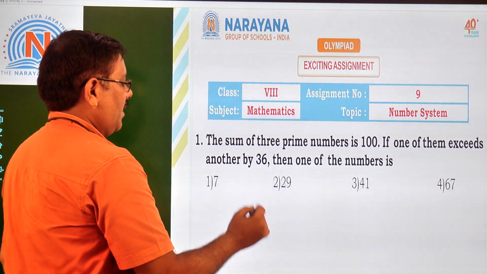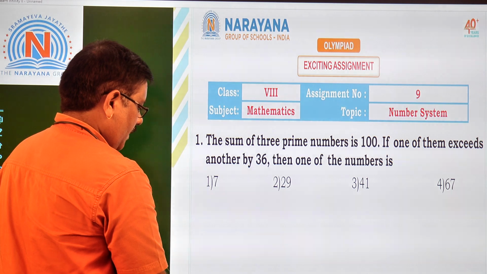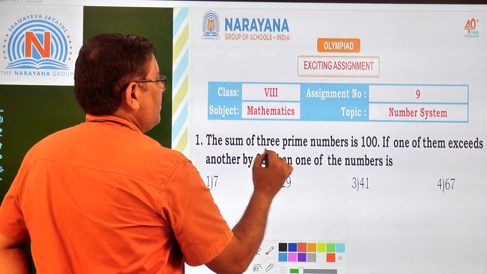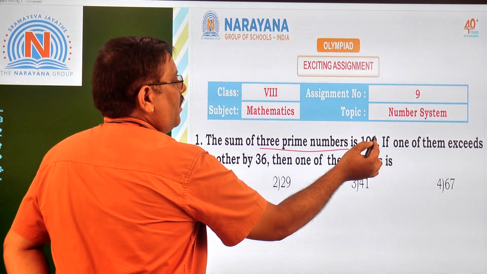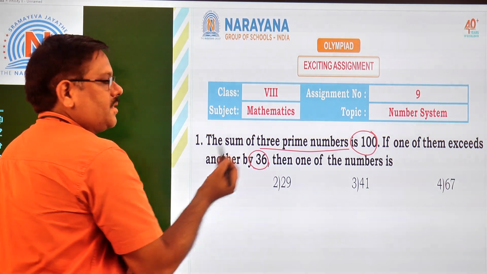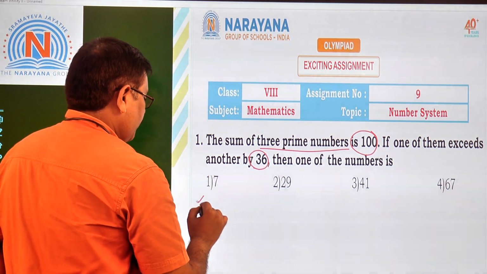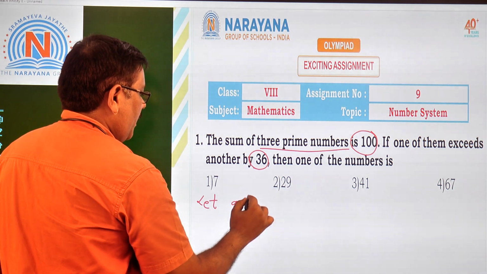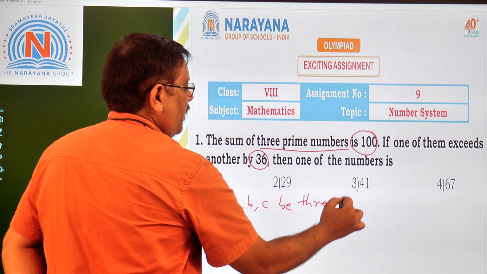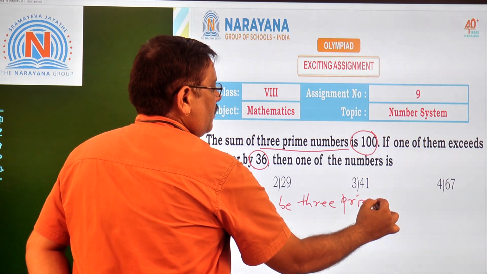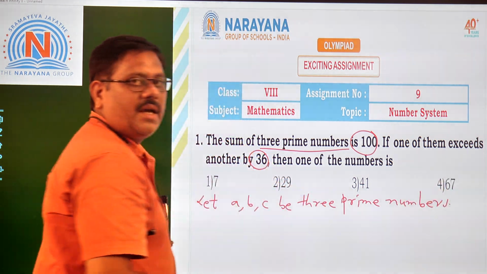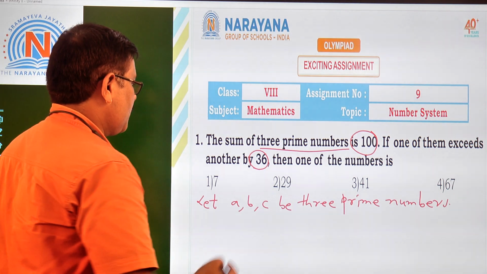We are given that there are three prime numbers, this is the first point, and the sum of them is 100. One of them is exceeding another by 36. Okay, let us take A, B, C as three prime numbers.